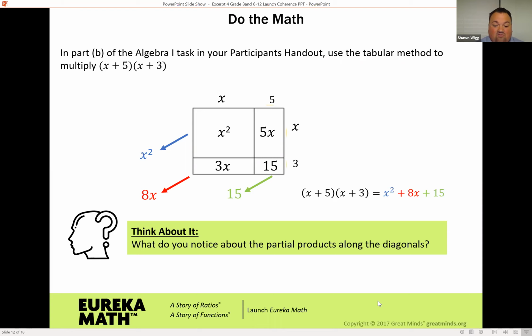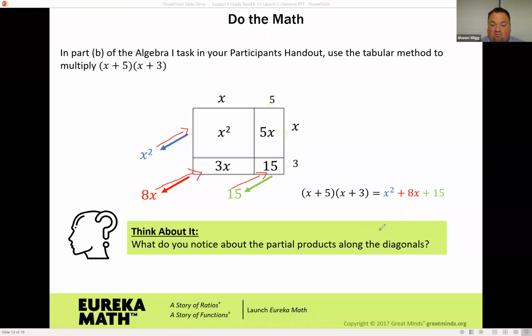If I had to go backwards, that x squared, I know it would go here. I know my 8x would go here, and my 15 would go here. And that setup is really going to help students when they get to factoring, because then they'll just be working on filling in the missing partial products. Those are some really cool features of what you can do with this method. Very good. Awesome. So hopefully you saw some really cool connections there.